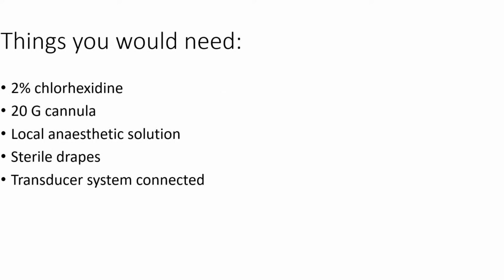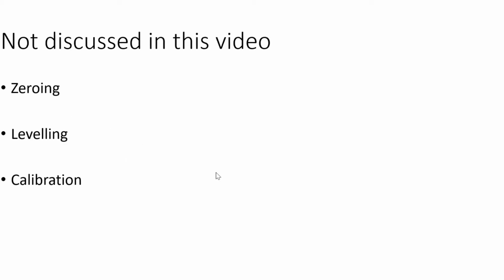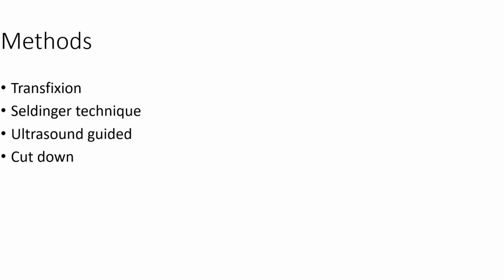What are the things that you would require when you plan to do an arterial line? Would be 2% chlorhexidine solution, a 20 gauge cannula, local anesthetic solution, sterile drapes, transducer system connected and flushed. Topics not covered in this video include zeroing, leveling and calibration of the arterial line, which would be discussed in another video in detail later.